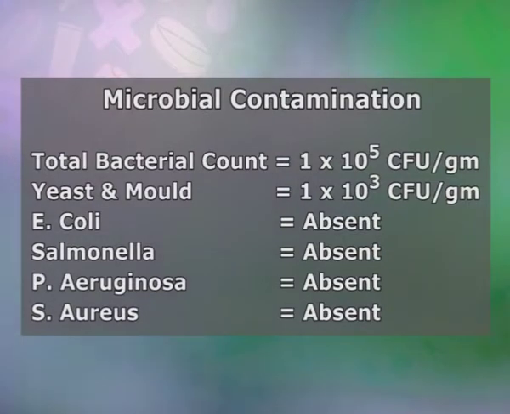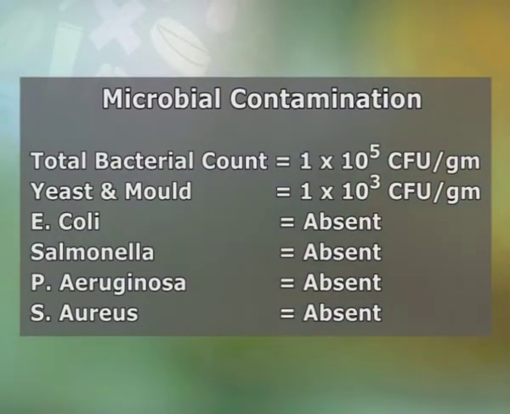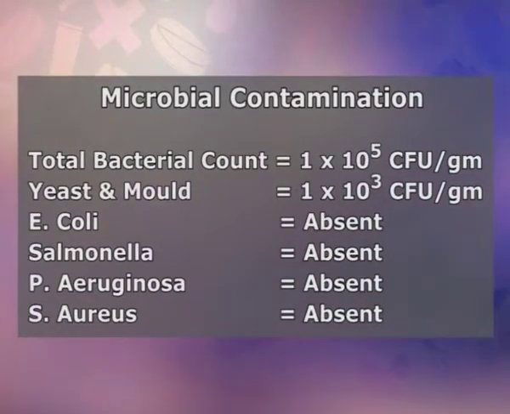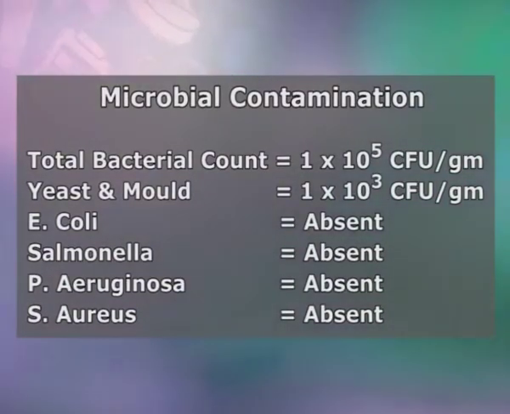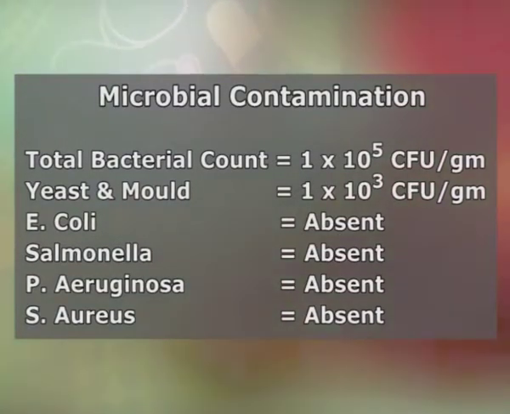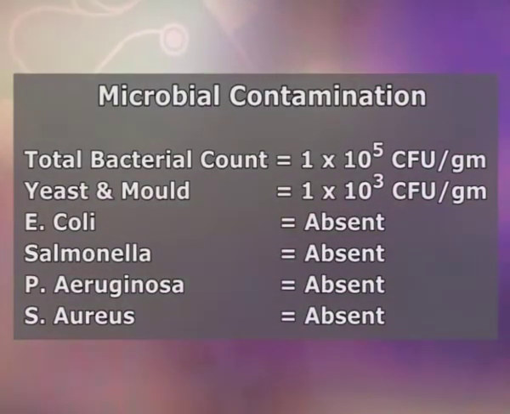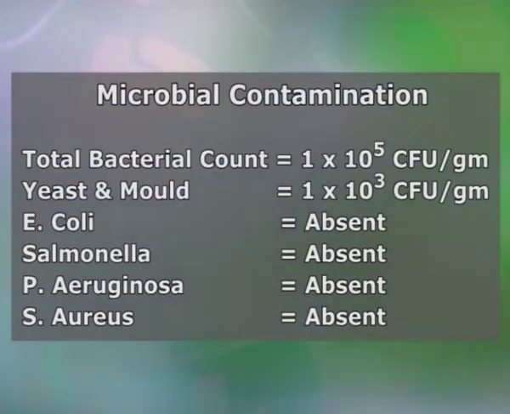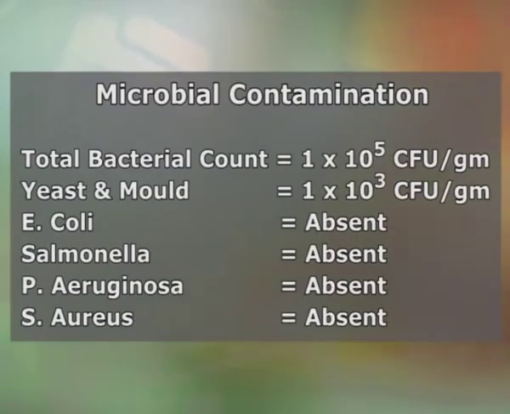Module 5.2, acceptable limits for products, parameter and its specifications. First comes microbial contamination. Total bacterial count 1 into 10^5 CFU per gram. Yeast and mold 1 into 10^5 CFU per gram. E. coli should be absent. Salmonella absent. P. aeruginosa absent. S. aureus absent.